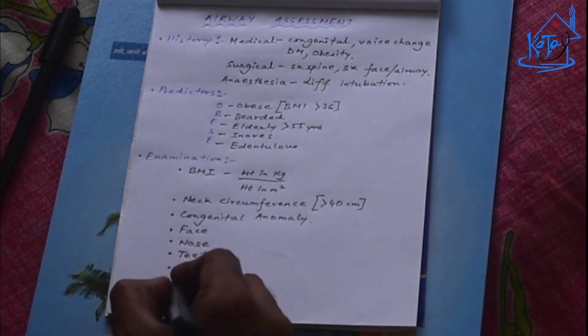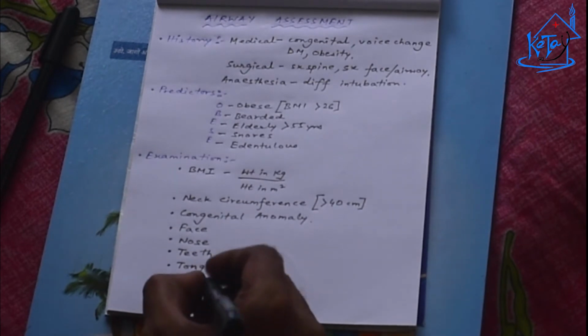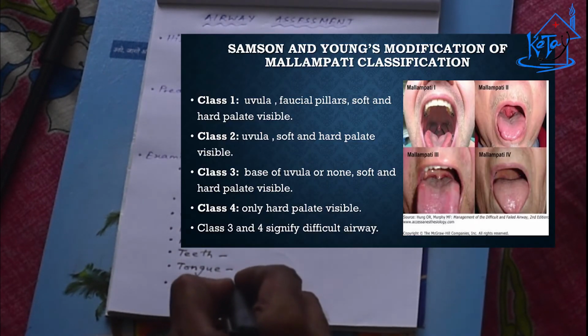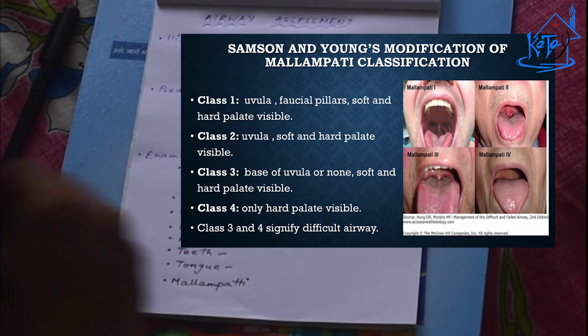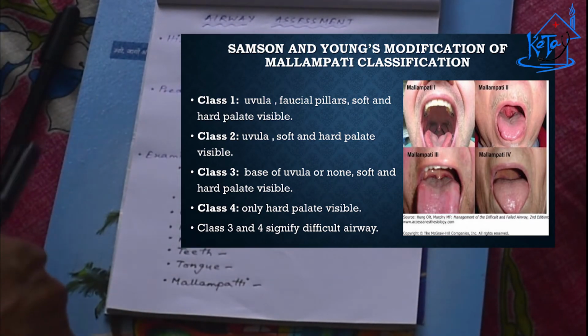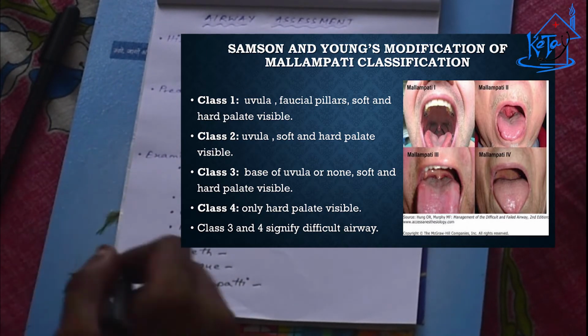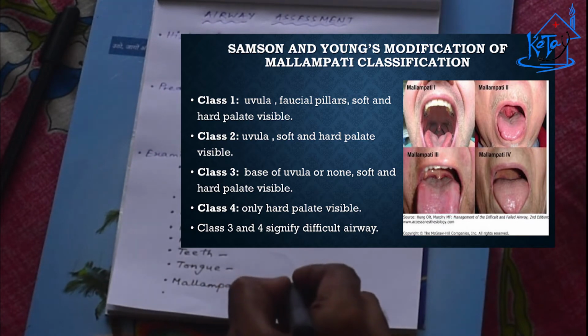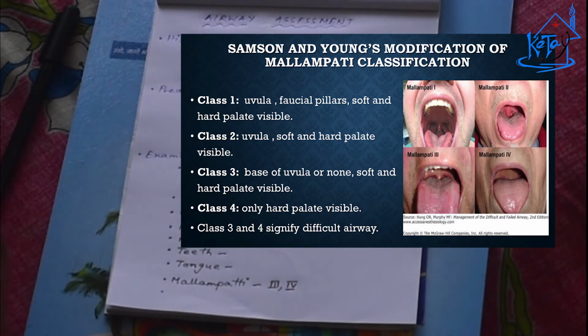Next comes the Mallampati classification. Everybody has to know the Mallampati classification. The classification is given over the right side of the screen. You can pause the video and note it down also. Mallampati 3 and 4 are difficult intubation situations.